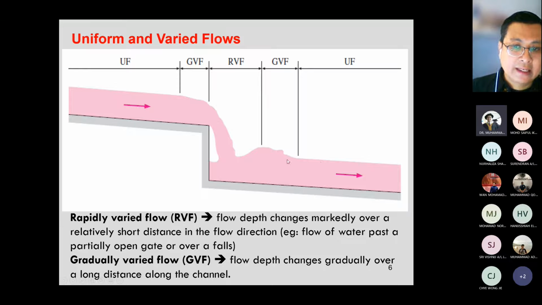And then in a certain zone, we cannot consider it still uniform flow because there may still be a change in the depth. You can see the depth changes because of the wave. So the depth is no longer uniform. That's why there is influence in depth. This zone we call GVF. After that, the flow becomes steady, and the channel is also uniform at any distance. So the flow we call uniform flow.